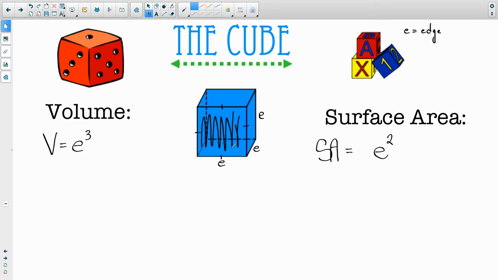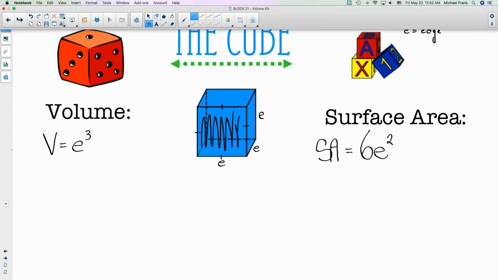But we know that cubes, dice, blocks, they have 6 different faces, and each face on a cube is exactly the same. So once you've calculated the area on one of these faces, all we need to do is multiply it by 6, getting the formula for the surface area of a cube as 6 edge squared. So the volume is E to the third power, or E cubed, and the surface area will be 6E squared.